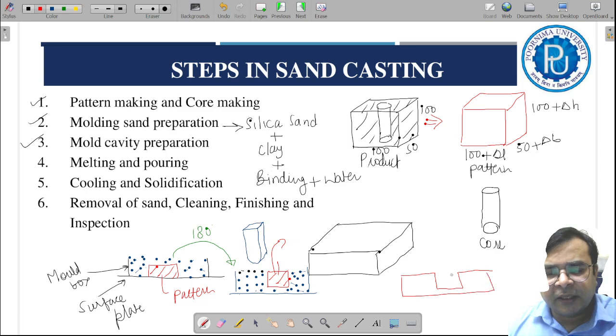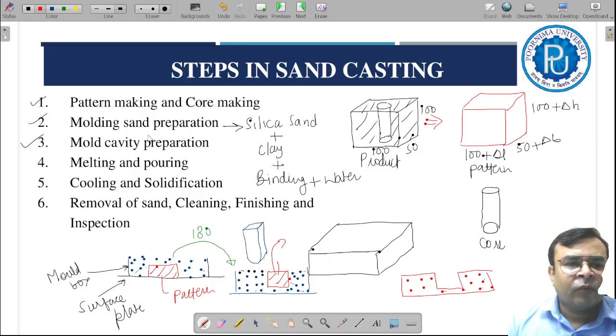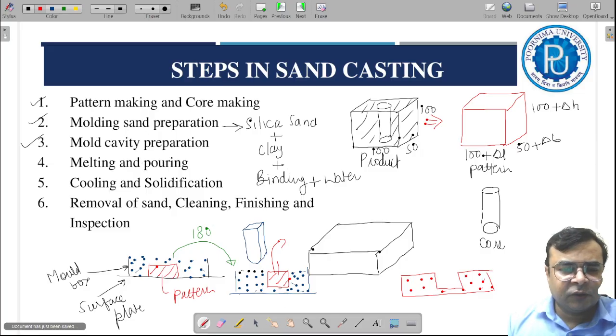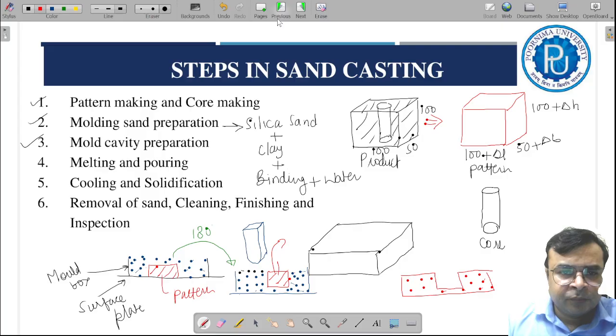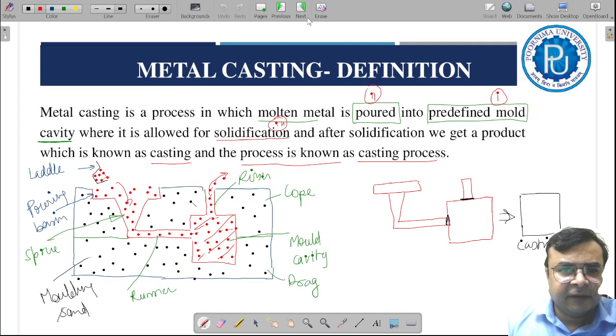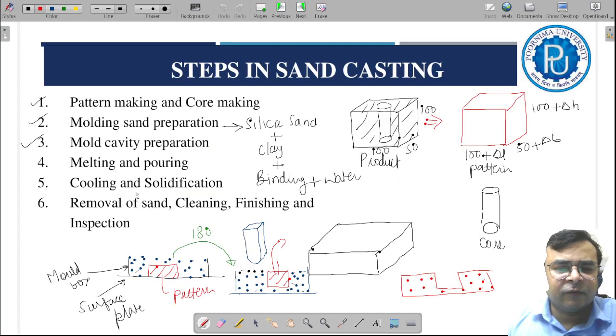After removing this pattern, you will get a cavity like this. So this cavity making process is called mold cavity preparation. This is one half, and similarly we can make a second half also, and both halves may be assembled to each other. Then you will get a system like this. And obviously along with this mold cavity, we also make a passage through which we can pour the molten metal, like a pouring basin, like a sprue, like this.